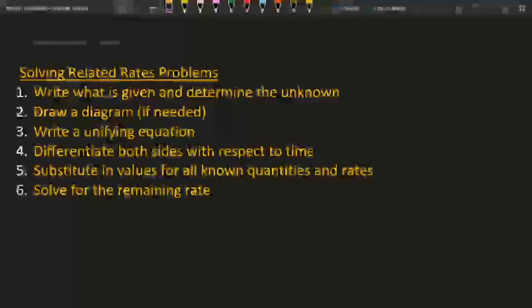In this video, you will learn how to solve related rates problems. These problems are broken down into 6 simple steps right here that are listed.